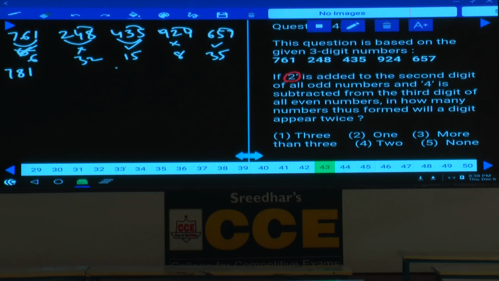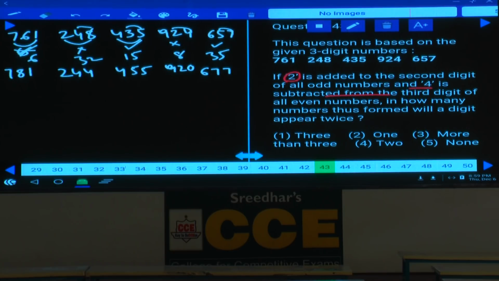And 435 is again an odd number. Now 2 is added to the second digit, this will be 455. And 657 is again an odd number. And 2 is added to the second digit, that must be 677. And 4 is subtracted from the third digit of every even number. Even number, 4 is subtracted, 248 minus 4, this will be 244. 924 minus 4, this is 920.